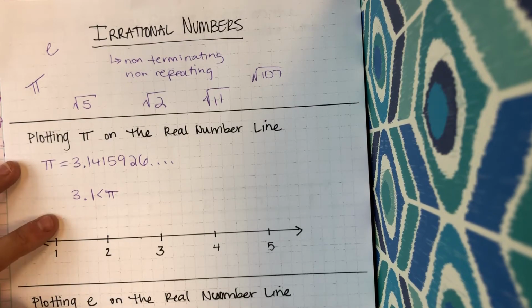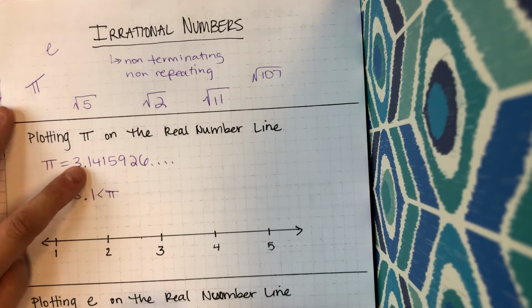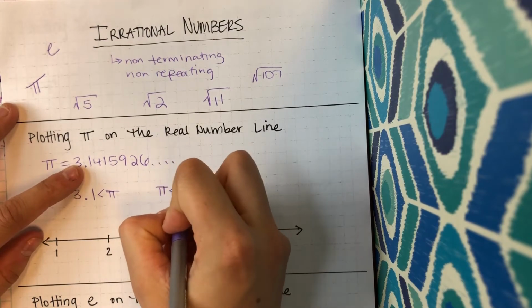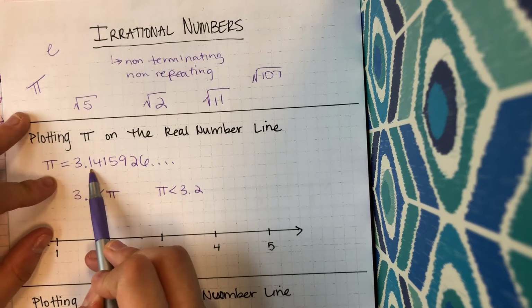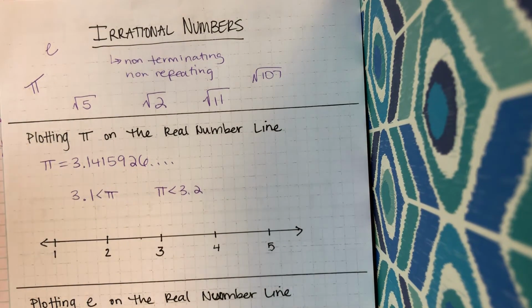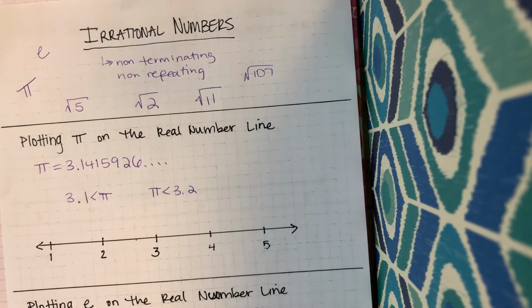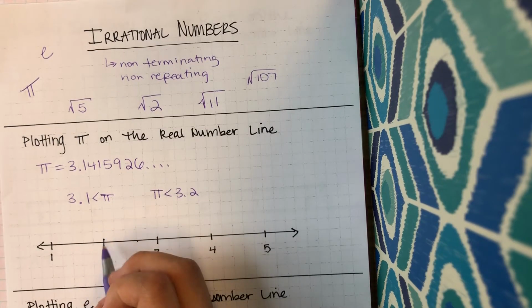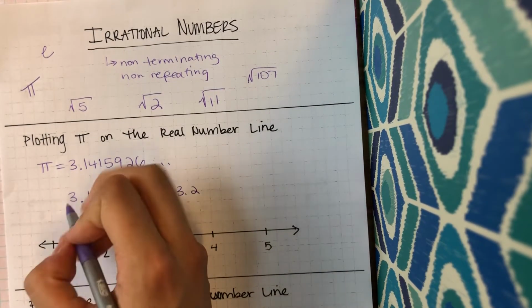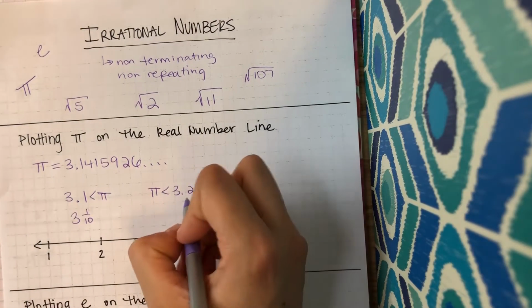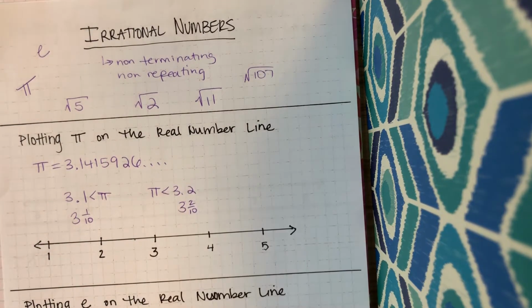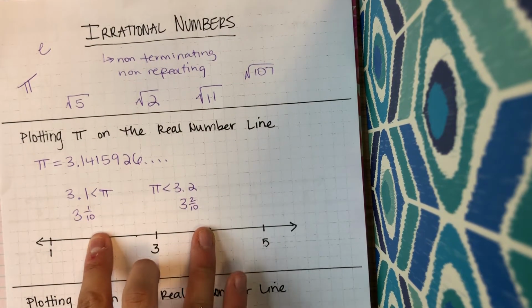We also know that pi is going to be less than 3.2 because it doesn't quite get to that place. So our number pi is going to be somewhere between 3.1 and 3.2. So let's put that on the number line. We'll put it in between those two numbers. 3.1 as a mixed number is 3 1/10, and 3.2 is 3 2/10. So pi has to fall in between those two numbers.